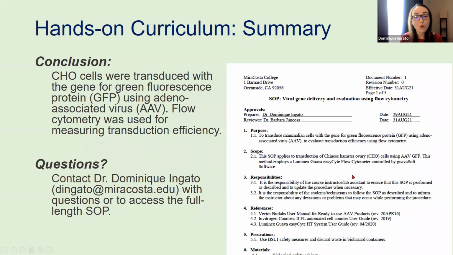Overall, we were able to demonstrate that these CHO cells could be transduced with AAV-GFP, and the flow cytometry was a way to measure that transduction efficiency, just like they do in industry. This is something that I'm really excited to bring into the lab at MiraCosta. We do have our flow cytometer up and running, and this will probably be introduced to our students, if not this semester, at least the following semester.